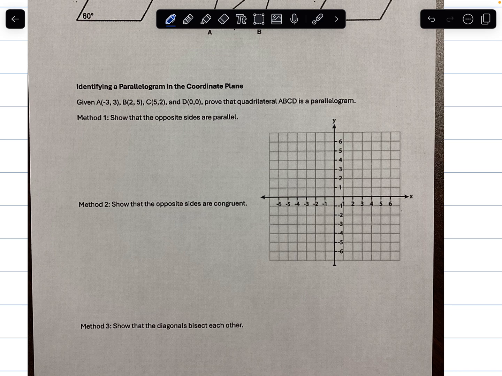So we're going to talk about 3 different ways that you can do that, and then you'll have time to practice that. Okay, so first thing I want you to do, graph the 4 coordinates on the coordinate plane.